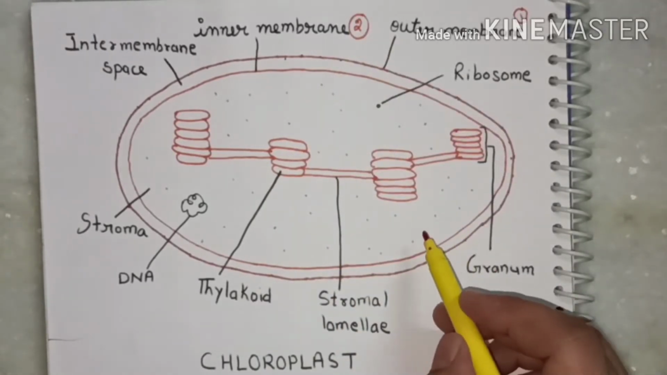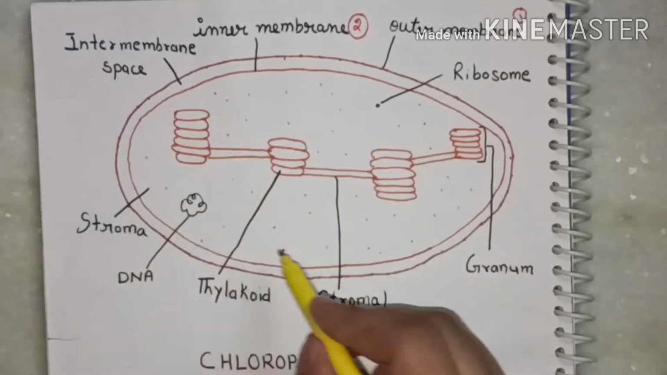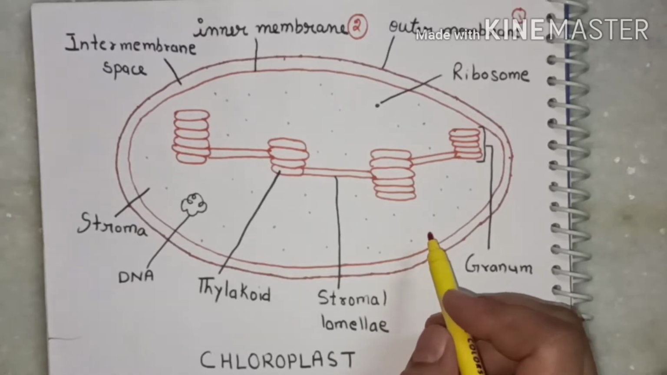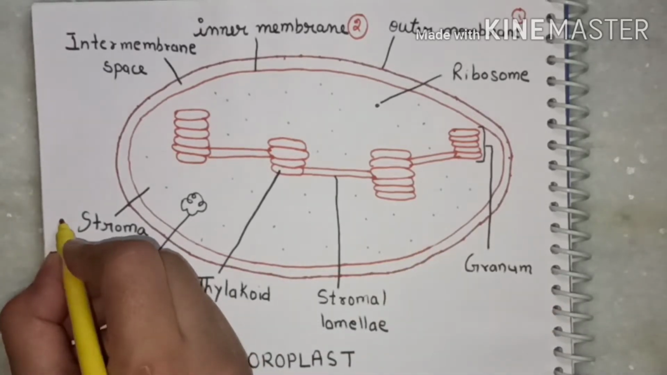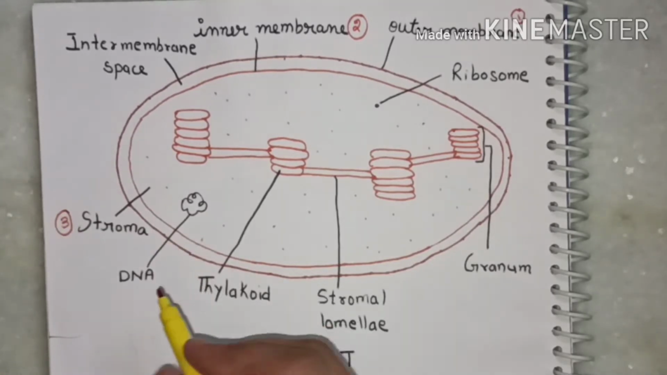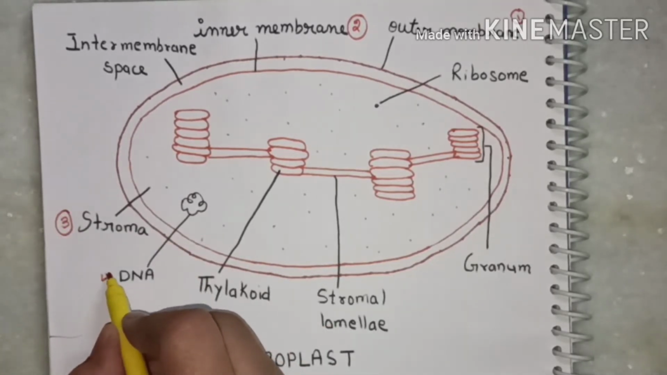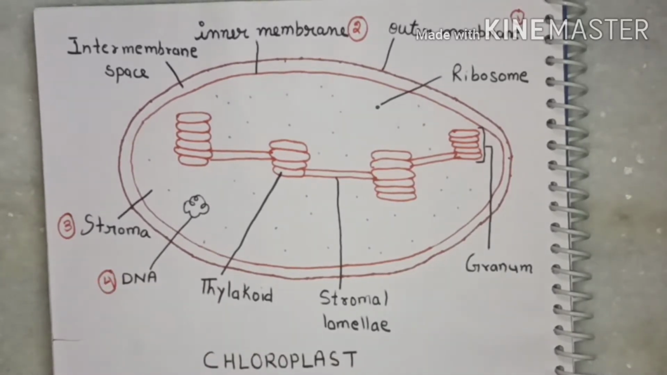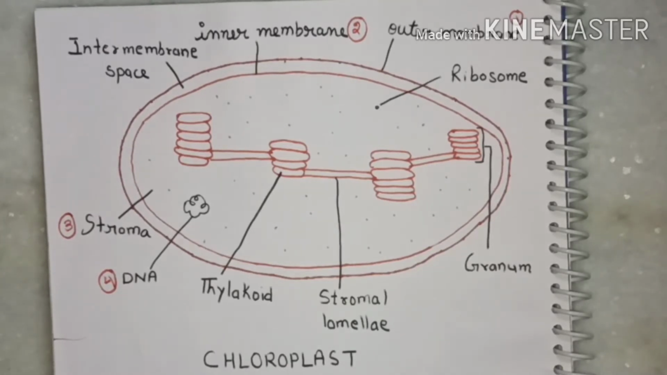The chloroplast contains a gel-like substance, and this gel-like substance is called stroma. In the chloroplast, a naked circular DNA is found. It is a primitive nature of DNA, that is, it is not covered by nuclear membrane, and it is not bound with histone protein.